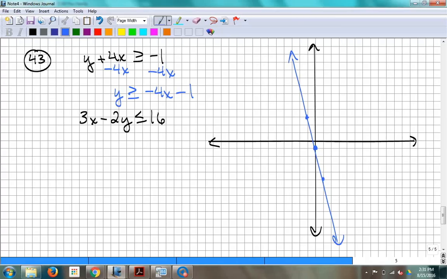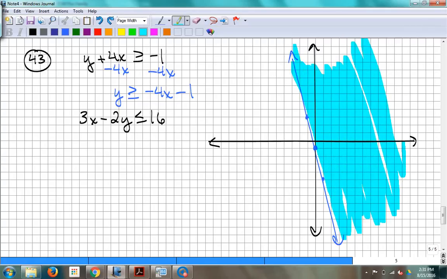Okay? If I go here, is 0 greater than 0 minus 1? Yeah, 0 is bigger than negative 1, right? So that means I'm going to shade the side that 0, 0 is on. So I would end up shading this, what we could call the right-hand side of that line, or maybe the top side of that line. Okay?